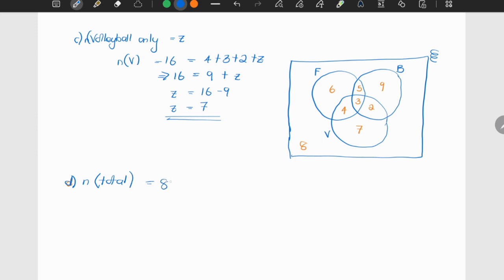So it's the 8 who do not play anything, 6 who play football only, 4 who play volleyball and football, 5 who play football and basketball, 3 who play all, 9 who play basketball only, and 2 who play volleyball and basketball. And when we add this up, we get 44. So that is the answer.